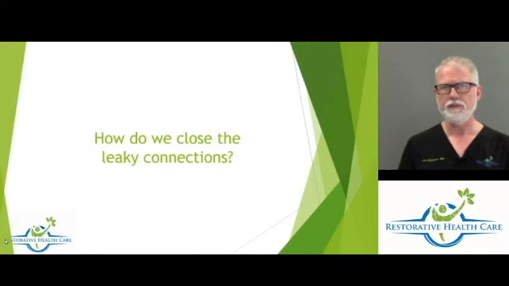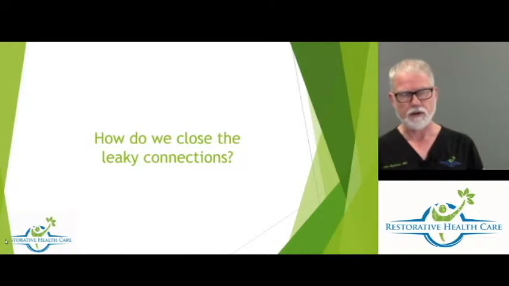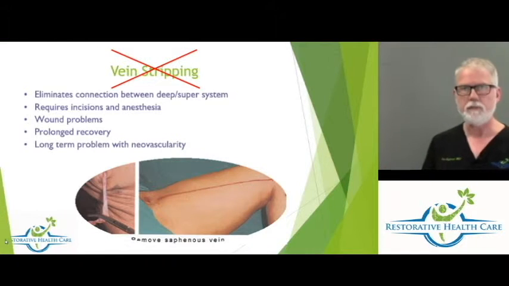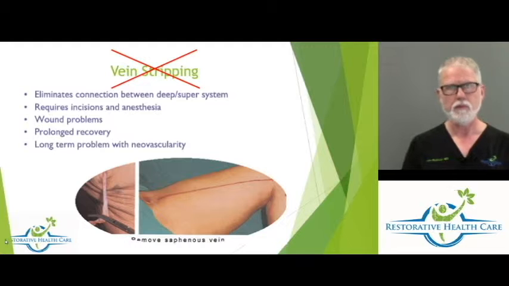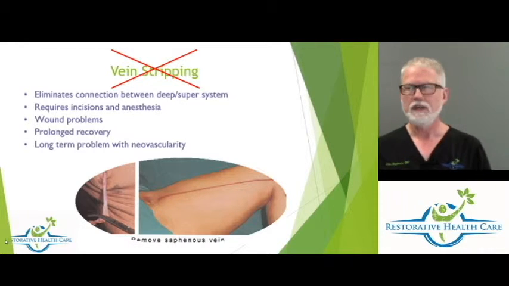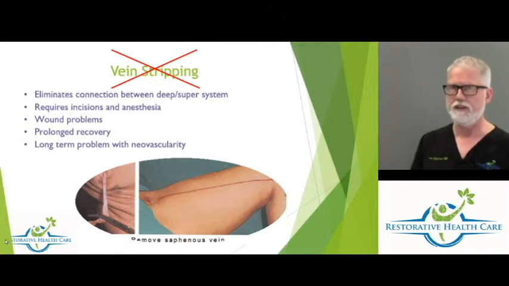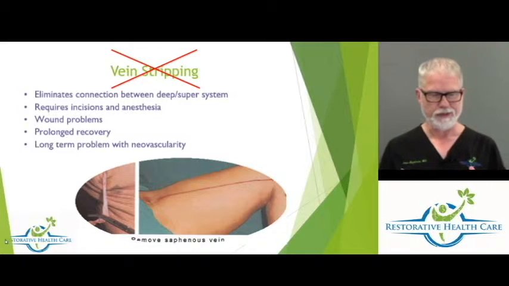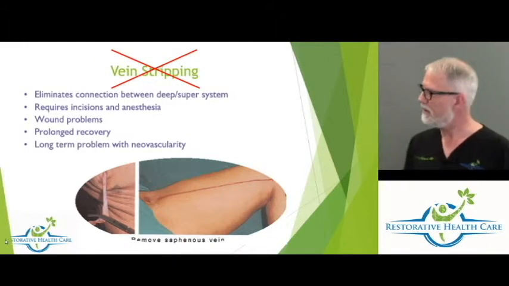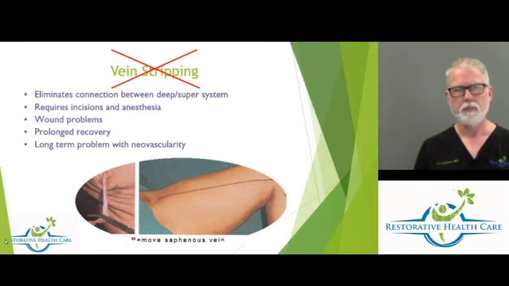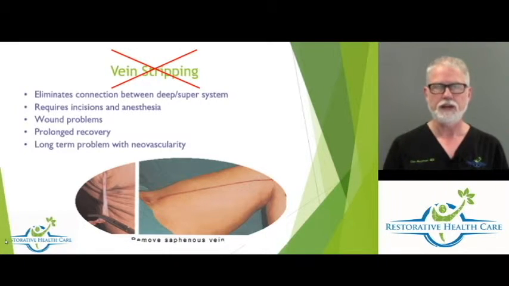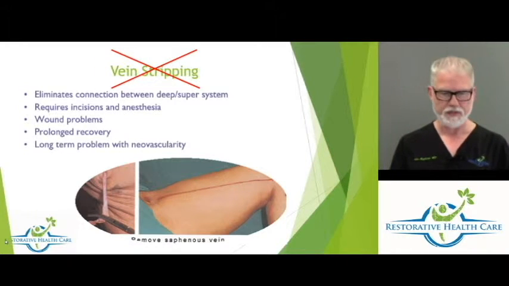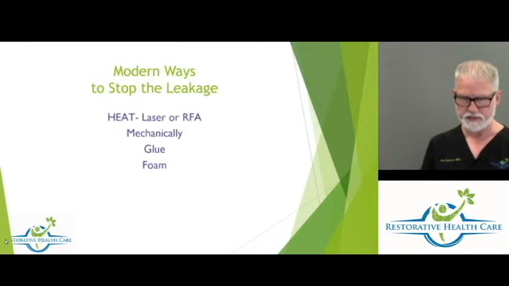So how do we close down these leaky connections or that leaky great saphenous vein? As I mentioned earlier, we used to do vein strippings years ago. We don't do that anymore. It's not a very good operation. As I mentioned, up to 20% of the time, the vein can grow back to some degree. So it doesn't work very well. There can be wound healing problems. And again, it just is not a very good operation compared to more modern methods that we can use to get rid of those veins.